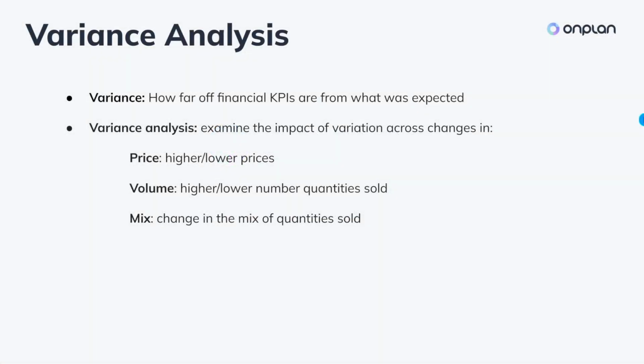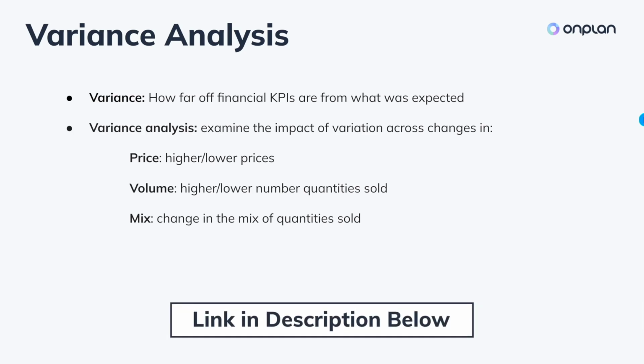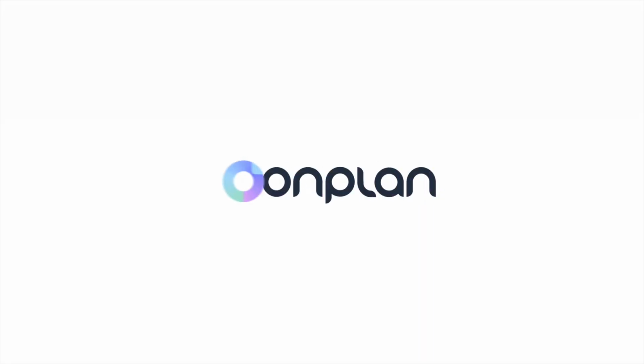When FP&A professionals talk about variance, we're talking about how far off financial KPIs are from what was expected, rather than statistical variance. This video won't cover the math behind how price, volume, mix is calculated. But if you want to do a deep dive into how the equations are derived, we suggest that you read our how-to guide on variance analysis.